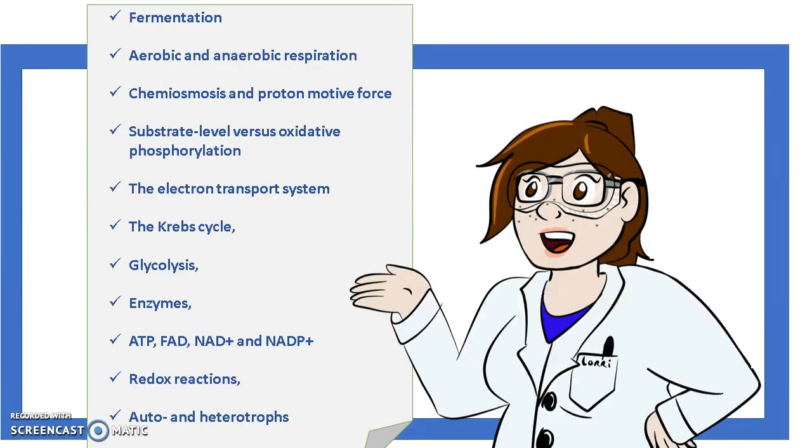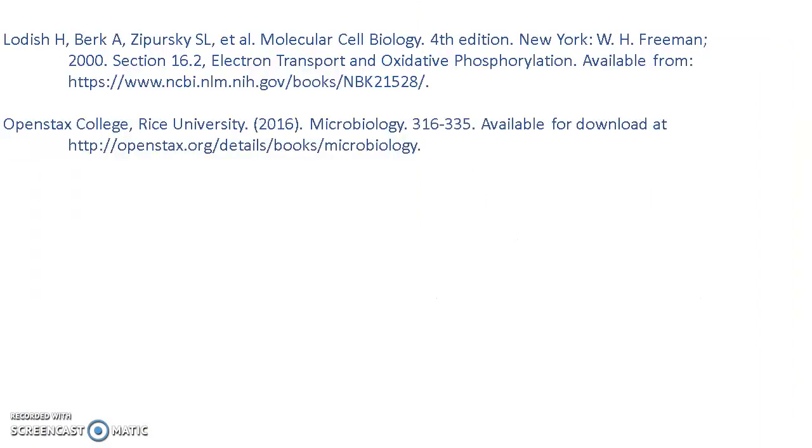Today we discussed fermentation, the similarities and differences of aerobic and anaerobic respiration, chemiosmosis and proton motive force, substrate-level versus oxidative phosphorylation, the electron transport system, the Krebs cycle, glycolysis, enzymes, why ATP, FAD, NAD+, and NADP+ are important, redox reactions, autotrophs and heterotrophs, and of course, metabolism.